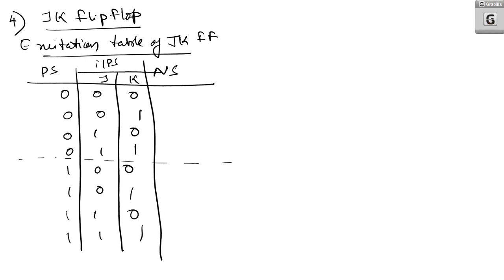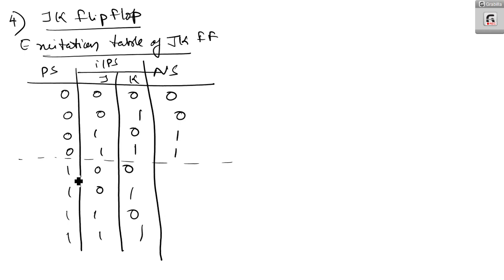Okay. Now here when present state is equal to 0, J and K is equal to 0, present state will remain there. 0 1, it is reset. 1 0, it is set. 1 1, it is toggle. So you will get 1. If J is equal to 1 and K is equal to 1, it will act as toggle. That means next state will be the complement of present state.